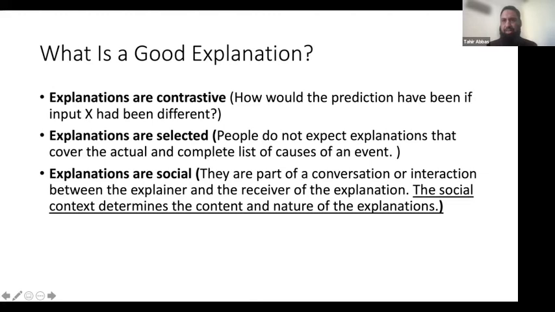And it says that they are part of the conversation or interaction between the explainer and the receiver of the explanation, and the social context determines the content and nature of the explanation. So this social context actually determines which audience I'm going to address, and then this target audience determines which type of explanation suits them. For instance, if we are designing these explanations for laypersons, then perhaps they will perceive these explanations quite differently as compared to when we design these explanations for expert users.